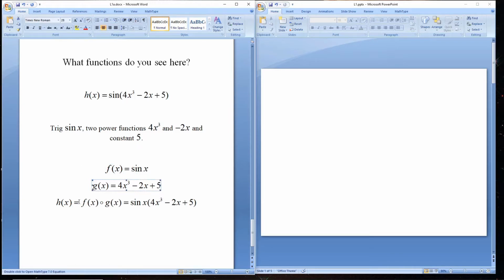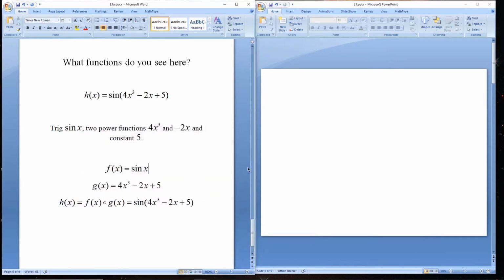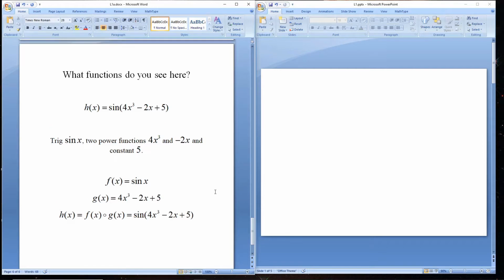And then we can obtain h by doing f composite g. We put g into f to get this function. I have an extra x right there. Let me just get rid of that. And that's our composite function. So, very important here that you can identify these things. And there was a picture I wanted to show on the right here that I forgot to do.